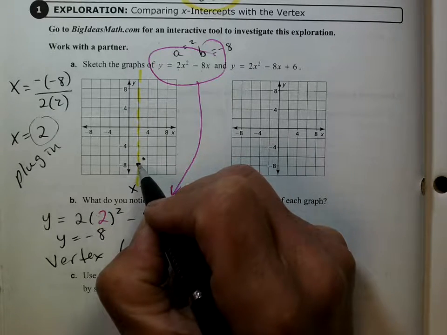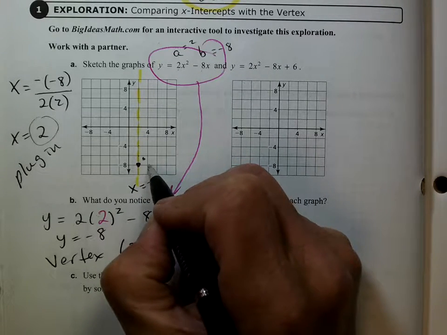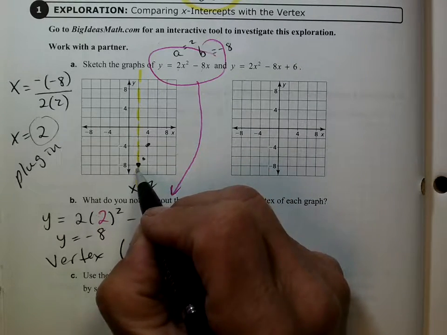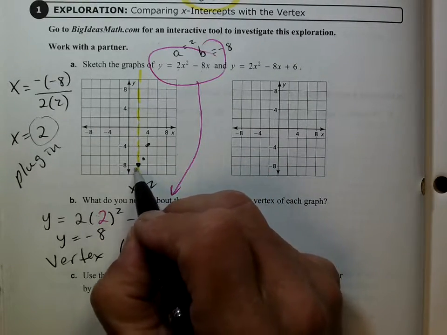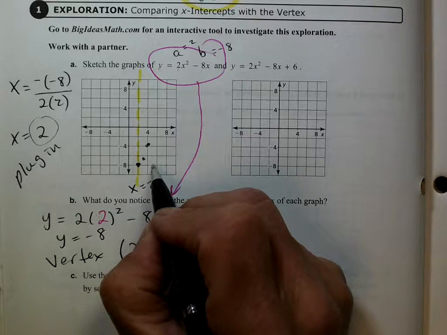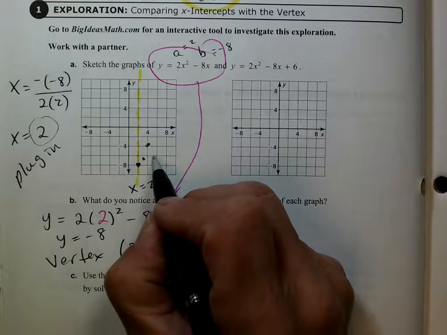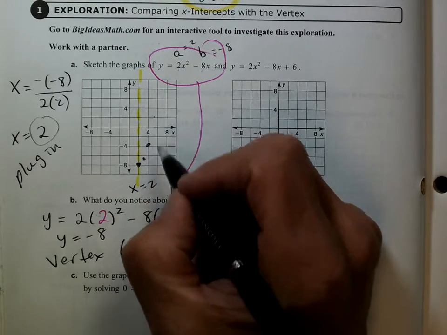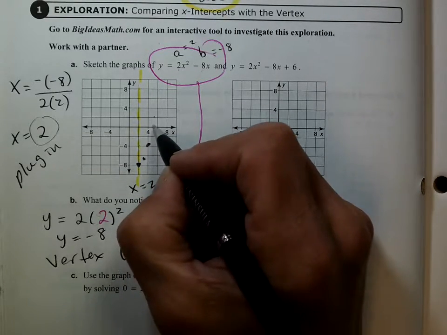Go back to my vertex. Over 2, 2 squared is 4. Go back to my vertex, right? Over 1, 2, 3. 3 squared is 9. I'll go up 1, 2, 3, 4, 5, 6, 7, 8, 9. Let's see, 2, 4, 6, 8, 9, okay?